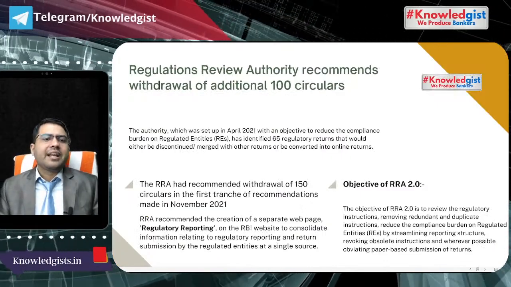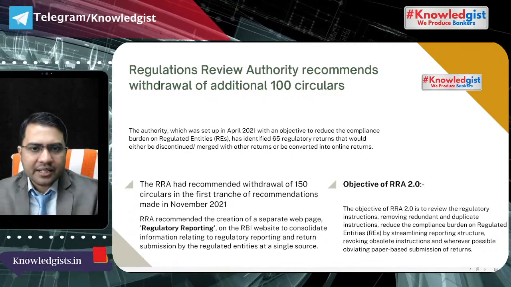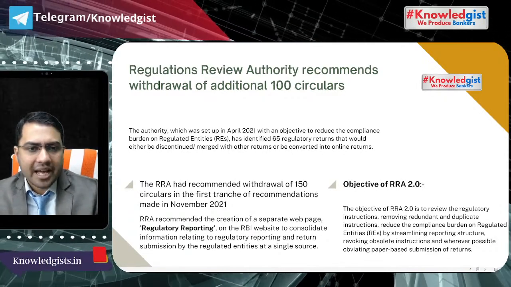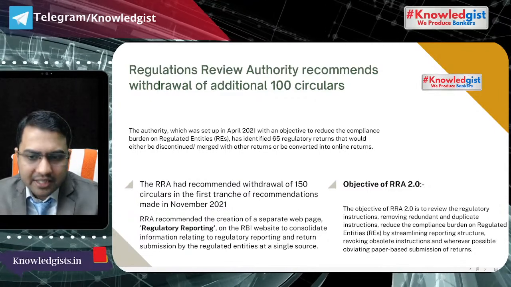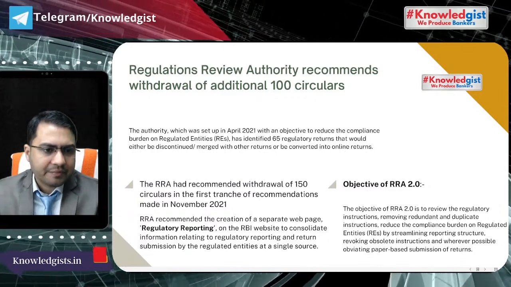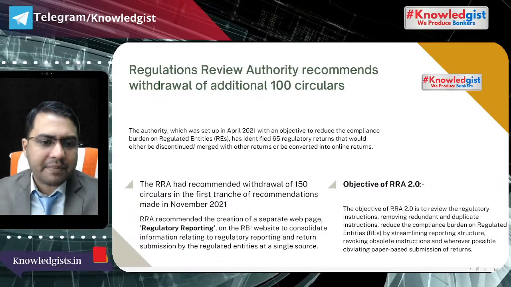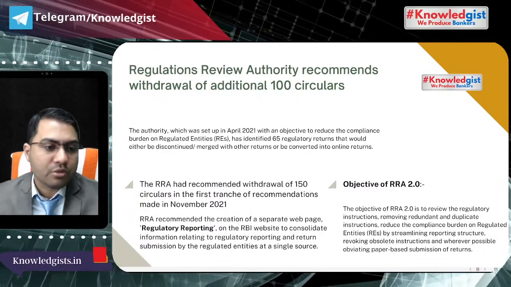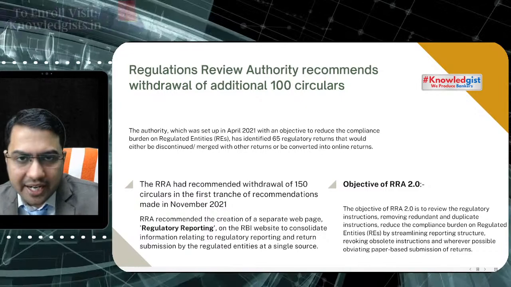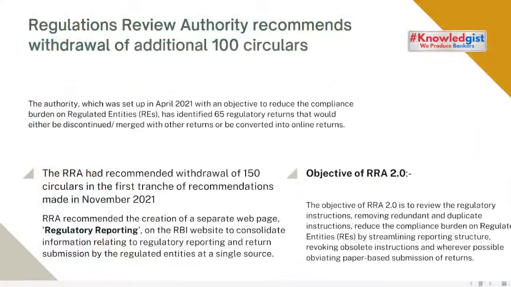Now we'll talk about the Regulation Review Authority, RRA, that has recommended scrapping 100 additional circulars. What is RRA? Can anyone tell me? Authorities which were set up in April 2021 with the objective to reduce the compliance burden of regulated entities. Regulated entities here are the banks. RRA has recommended withdrawing additional circulars. They removed 150 circulars in 2021, now an additional 100. So this is to ease the regulation of the Reserve Bank of India.